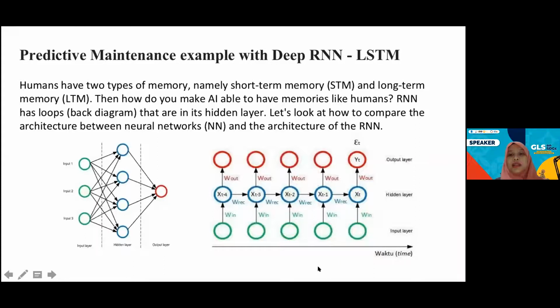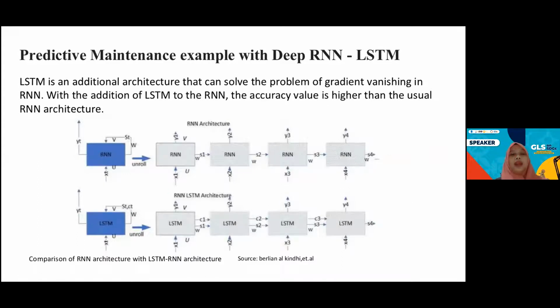And then why do we need the LSTM architecture? This is the difference between the RNN architecture and the RNN LSTM architecture. The LSTM is an additional architecture that can solve the problem of vanishing gradient. Vanishing gradient is like this: if we use sigmoid functions, then the more we train on the data, the result could become zero. So if we want to optimize, we can use the LSTM architecture. That is the difference between RNN and LSTM.